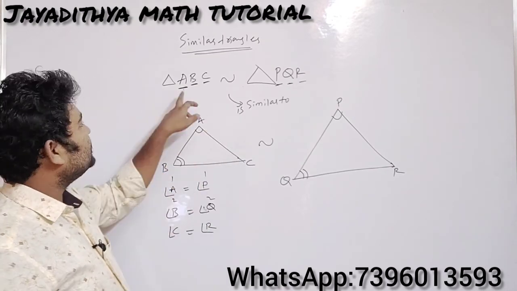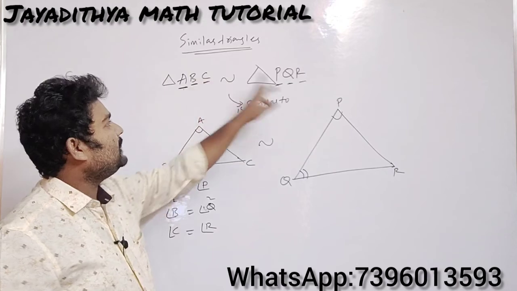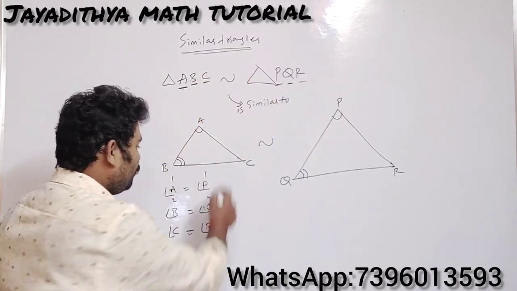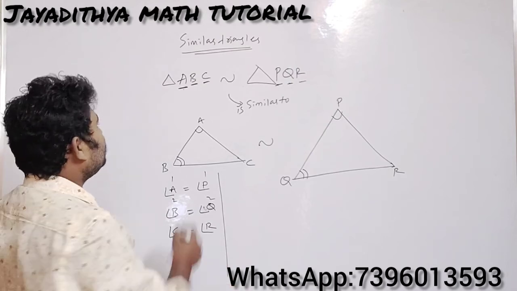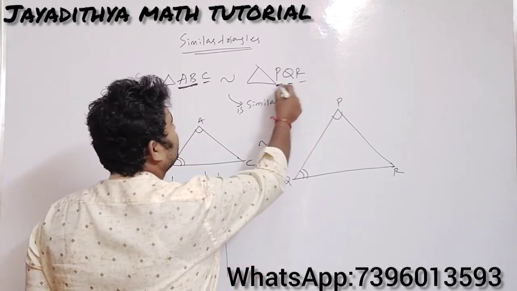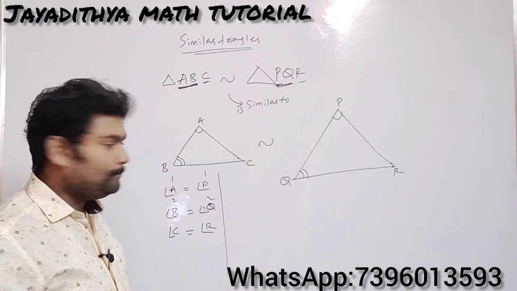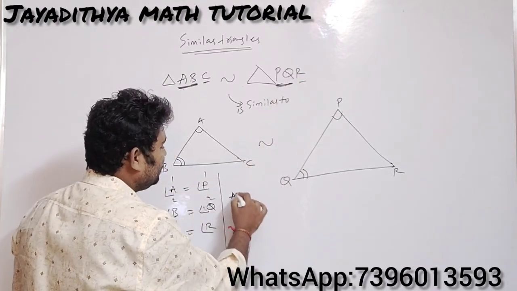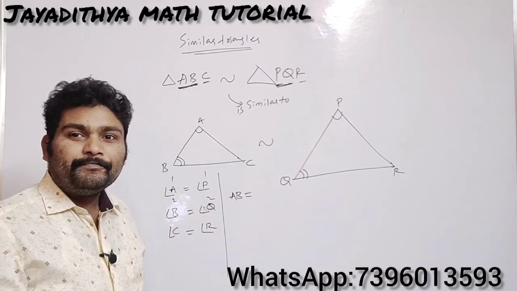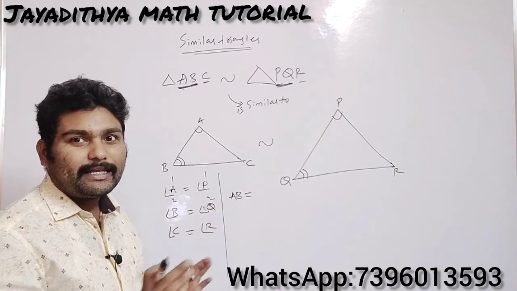So what are the corresponding angles here? A and P are corresponding angles, B and Q are corresponding angles, C and R are corresponding angles. Now write about sides here. If you want to write about sides, take AB, first and second, only. So what is the corresponding side of AB here? Corresponding side of AB is nothing but PQ, but here the ratios will be equal, not the sides.